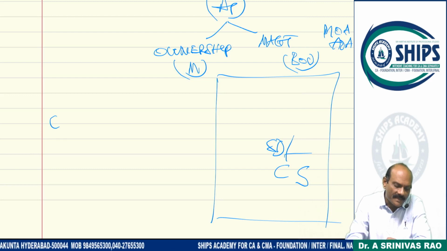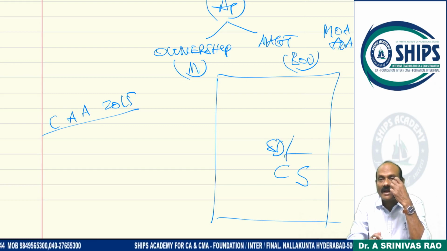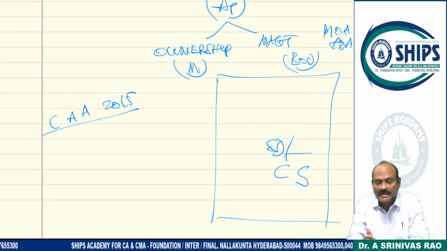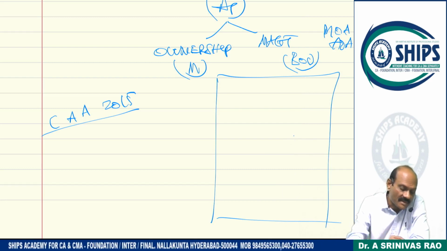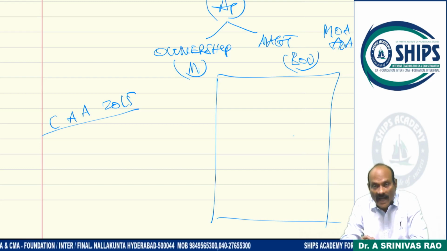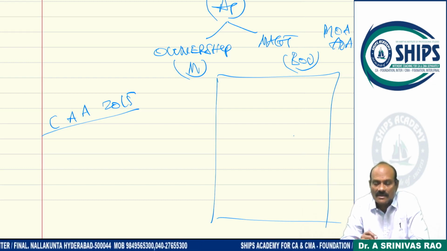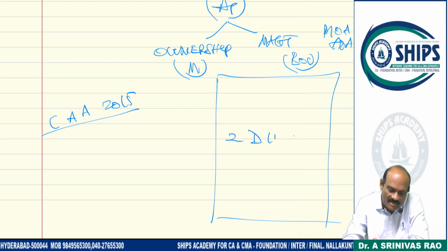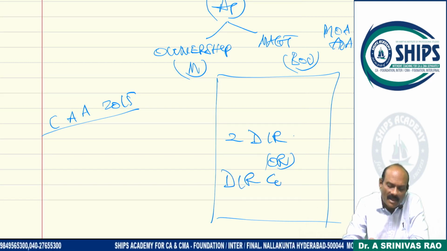According to the Companies Amendment Act 2015, it was amended. They said the common seal of a company is not compulsory. It is optional. If you have the common seal, put it, your wish. If you don't have the common seal, leave it, no issue. Then who should sign? No common seal, then who should sign? Two directors have to sign, or one director and a company secretary.